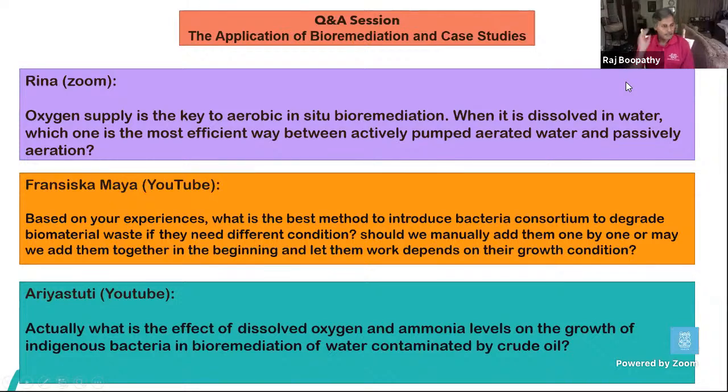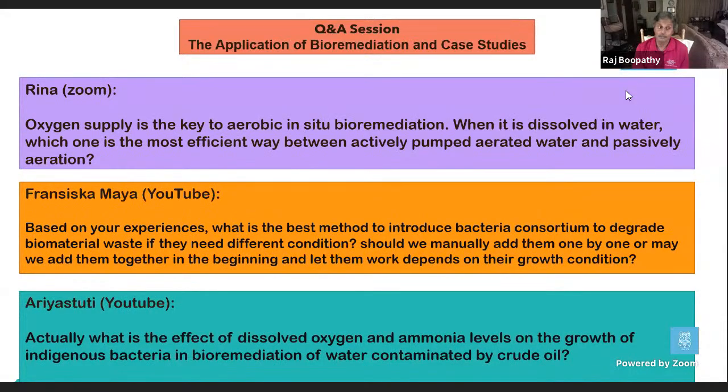Okay. So yeah, it's talking about how to supply oxygen for aerobic in situ bioremediation. I was briefly talking about both active and passive. You can actively pump hydrogen peroxide. You can actively pump aerated water into the system. Or passively, you can pump air. But as I said, it depends on where the contaminant is. You can choose between bioventing and air sparging. Bioventing is above the water system, and air sparging is below, if the oil is below. So it depends on the site.